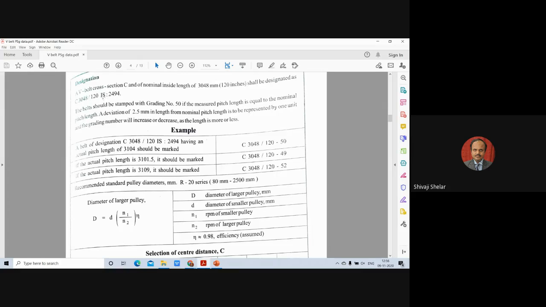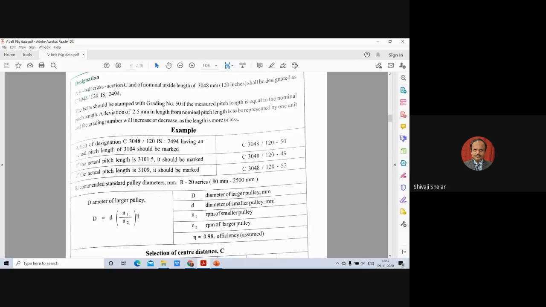So this is as per IS 2494. The belt should be stamped with grading. So this belt will be stamped with grading number 50. This grading number or rating number will be 50, so it will be written as C3048 dash 50. So this is a belt having a standard rating of 50, having inside nominal length of 3048 and pitch length of 3104 mm.